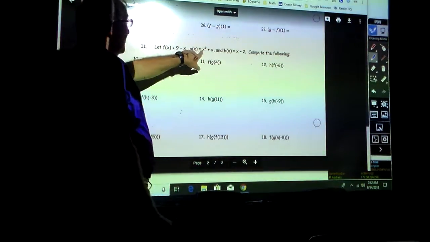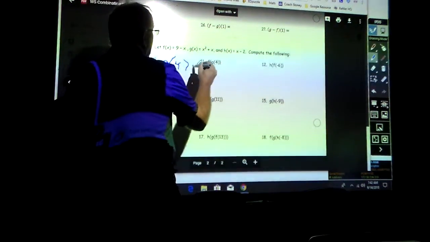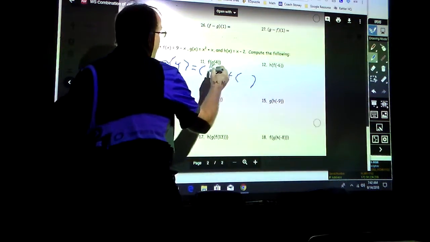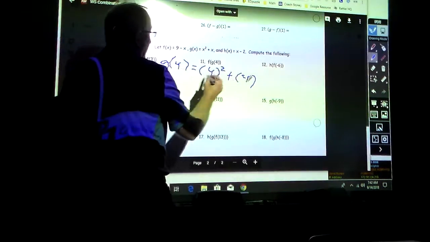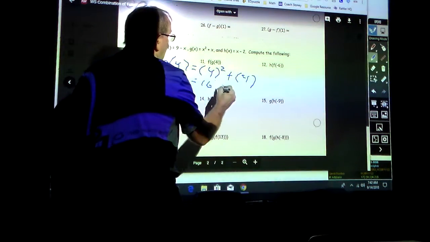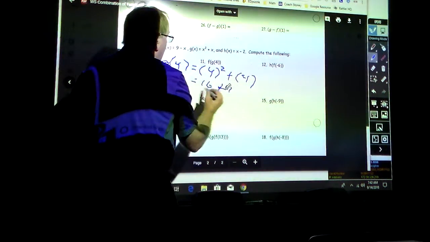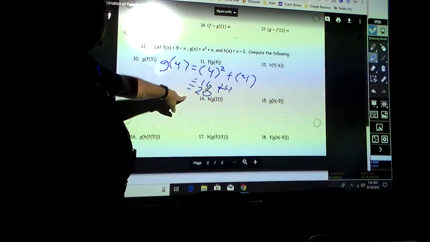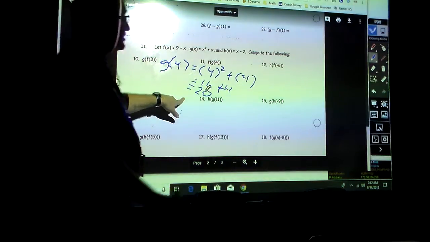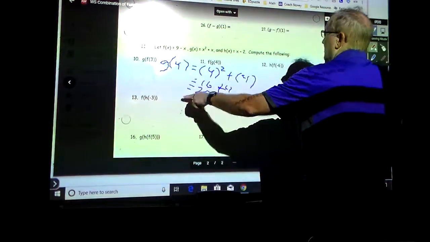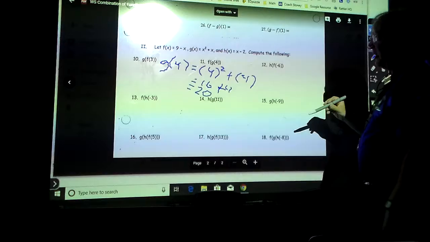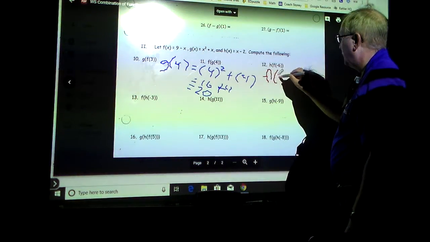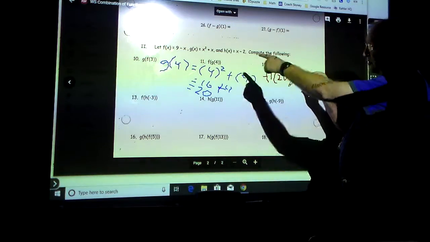Well, this is the g function, so I'm going to replace everywhere the x is, in parentheses, I'm going to put a 4 there. Well, 4 squared is 16, plus 4 makes 20. So g of 4 is 20. Now I'm not going to do f of 4. What I'm going to do next is take that answer, because this is basically find the answer of g of 4 and plug it in. So now I'm going to do f, not of 4, but of 20, because that was the answer.